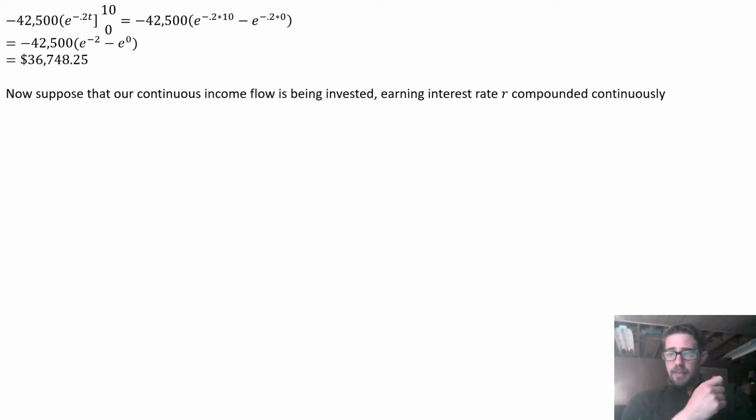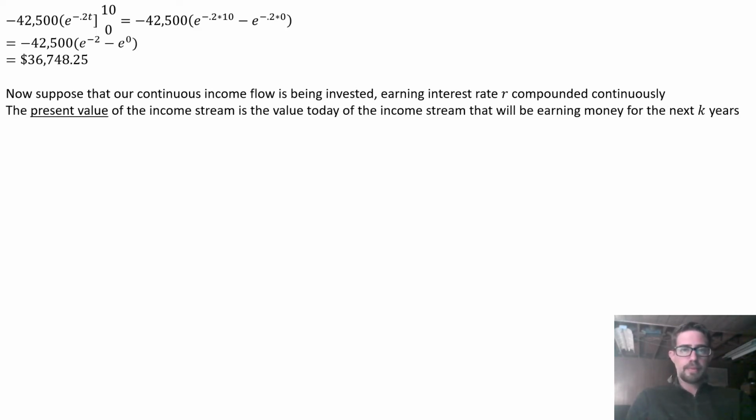Now suppose that we are taking our continuous income flow. As that money comes in, we are investing it. So we are investing it at continuously compounded interest, which is that formula A equals P times e to the RT. So that's technically the best way to invest money, earning interest rate R, whatever it is. The present value of that income stream is the value right now of the income stream that we know will be earning money for the next K years.